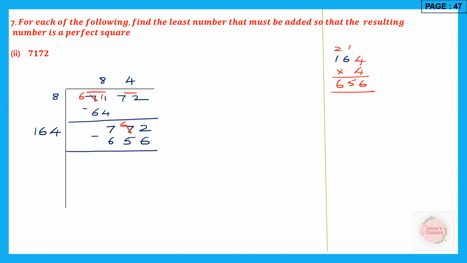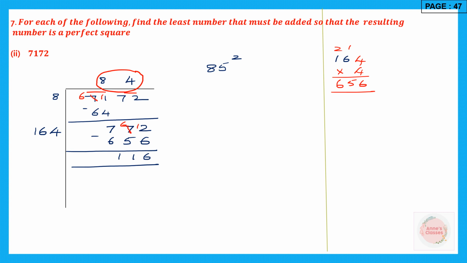Now subtract, let's see what we get as the remainder. 12 minus 6 is 6. 6 minus 5 is 1 and 7 minus 6 is 1. 116 is the remainder. This time we are not looking at the remainder, we are looking at the quotient because this is added. So whenever the question is least number that must be added, look at the quotient. So the quotient is 84. That means I have to find the square of 85.